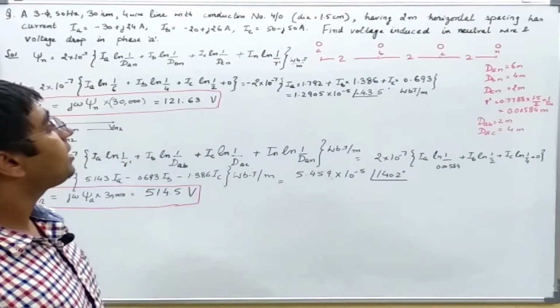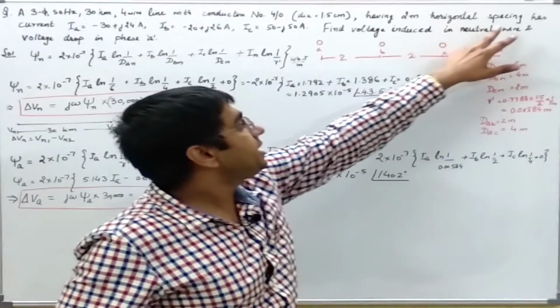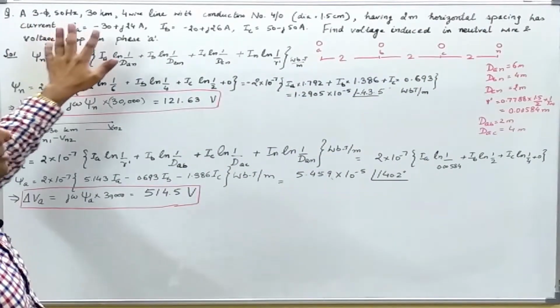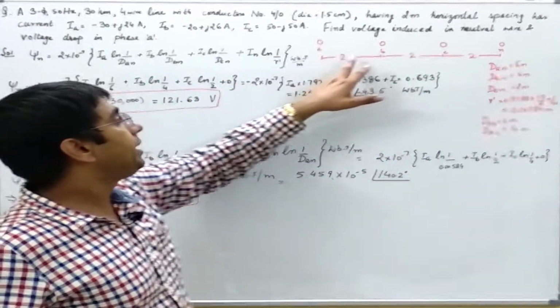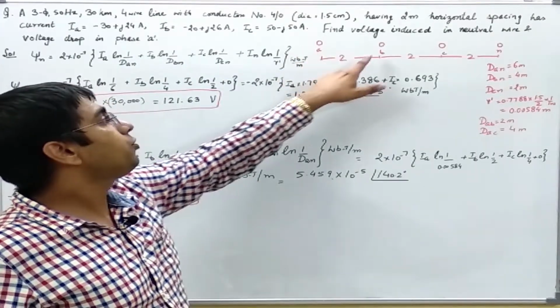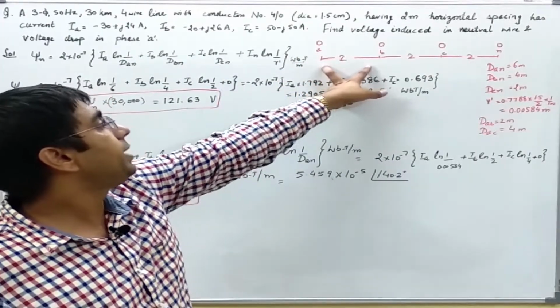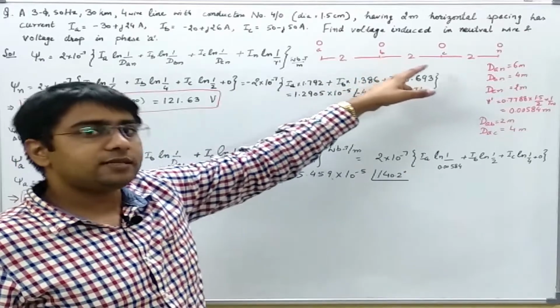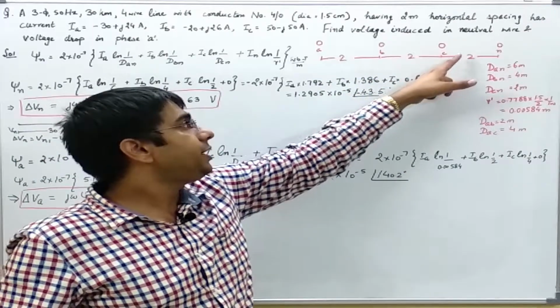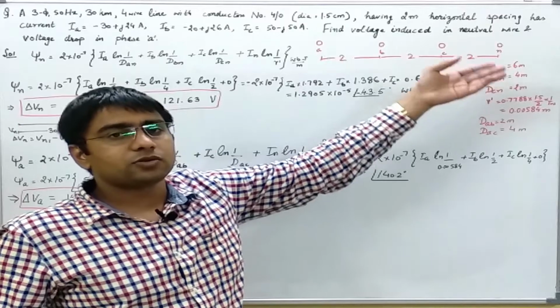Now we are also given that the horizontal spacing between the conductors is 2 meter. That is, from phase A to B, the distance is 2 meter. B to C, the distance is 2 meter. And C to the neutral wire, it is also 2 meter.